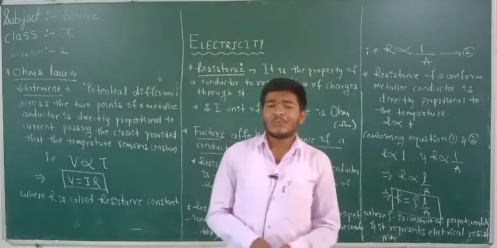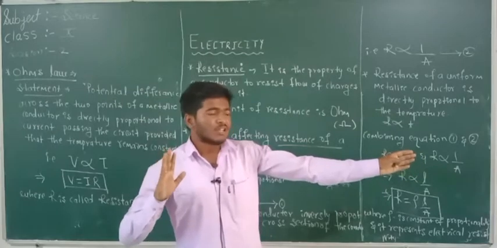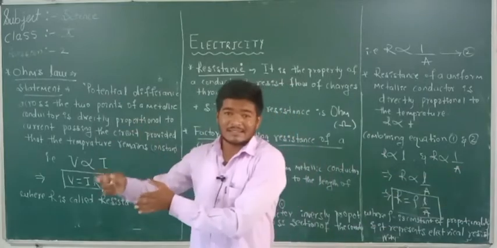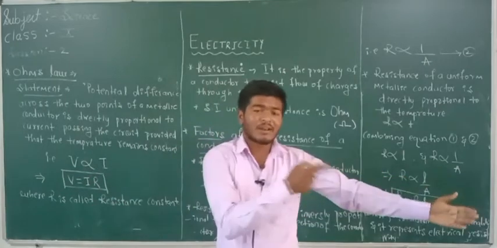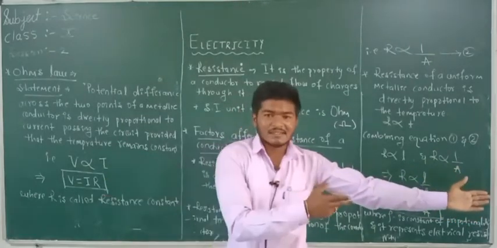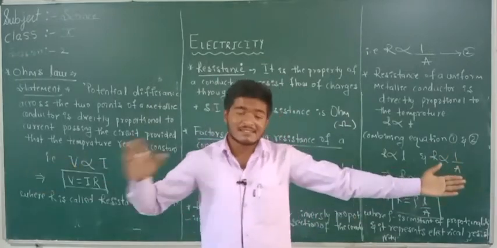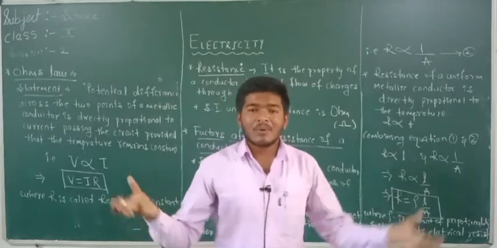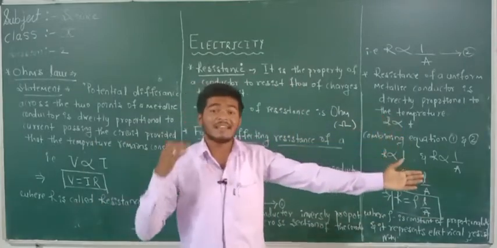What it means is, we supply 1 joule of energy to charges in a conductor from one point to another point. Due to the resistance, it can't move easily from A to B. As the length of the conductor increases, the resistance also increases, and we require a large amount of energy. So lots of energy will be wasted as the resistance increases.